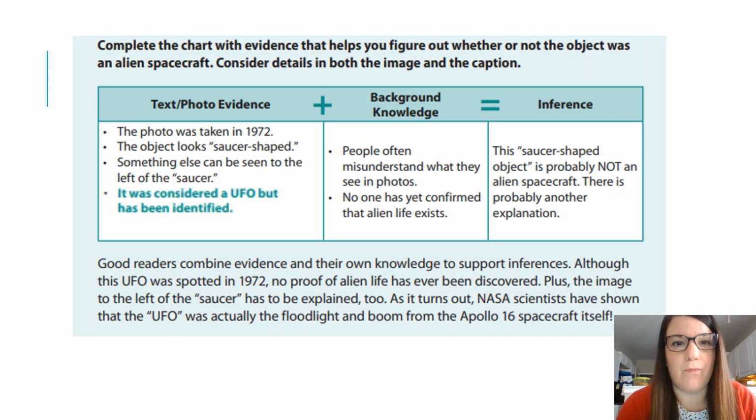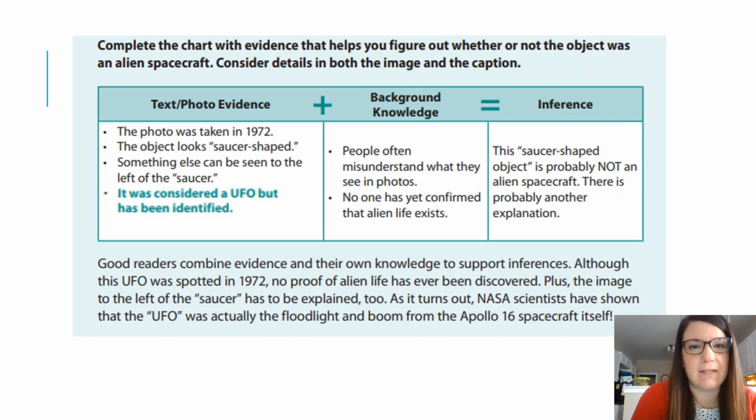So this is a chart that we would see in our iReady book. We're going to analyze the information in this chart to come up with a reasonable inference. So our text and photo evidence from the picture and the caption: we know the photo was taken in 1972. We know that the object they took a picture of was saucer-shaped. Something else can be seen to the left of the saucer. We saw that in the picture. And at the time, it was considered a UFO, but has been identified since then.